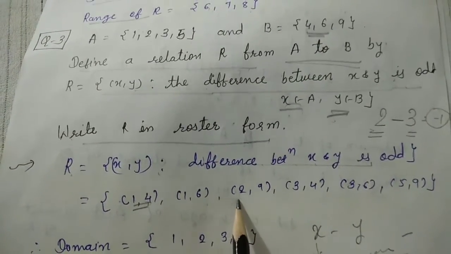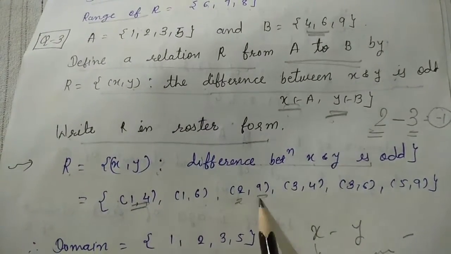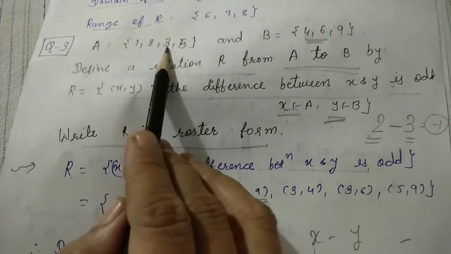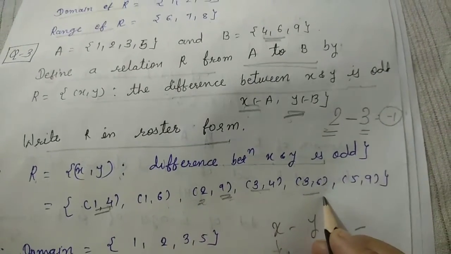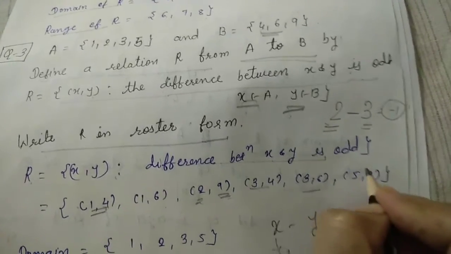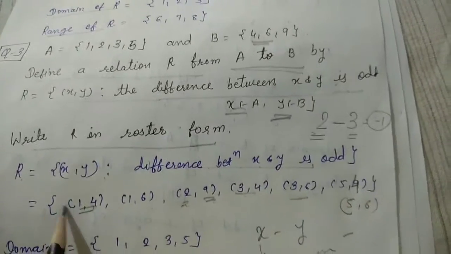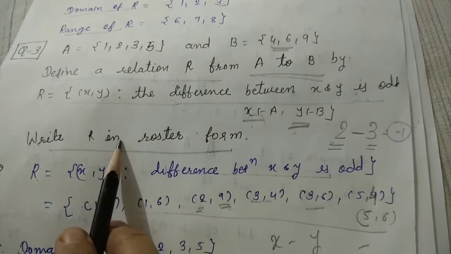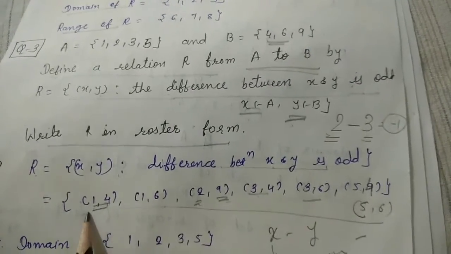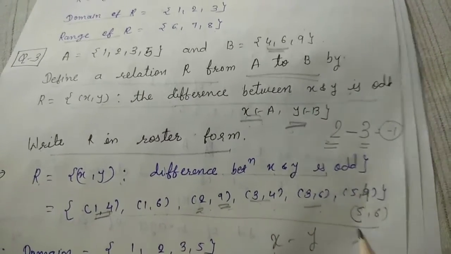Right? If we take 2, then 2 is an even number, so from the second set we have to consider the odd number: (2, 9). If you take 3, then (3, 4) and (3, 6). If we take 5, then (5, 4) and (5, 6). So this is your relation R. They have asked you to write down R in the roster form. So you write down (1, 4), (1, 6), (2, 9), then (3, 4), (3, 6) and (5, 4), (5, 6).